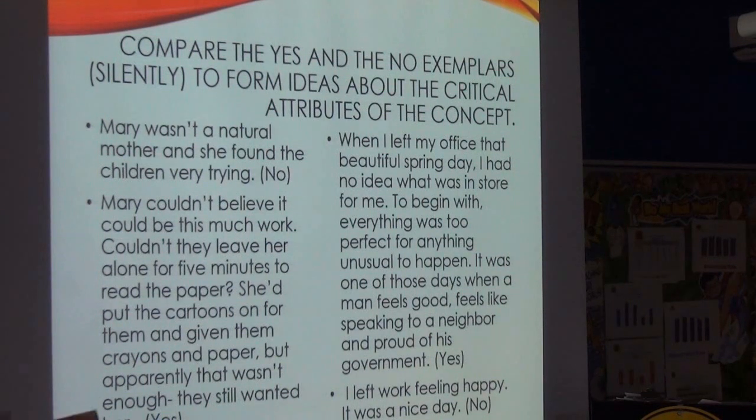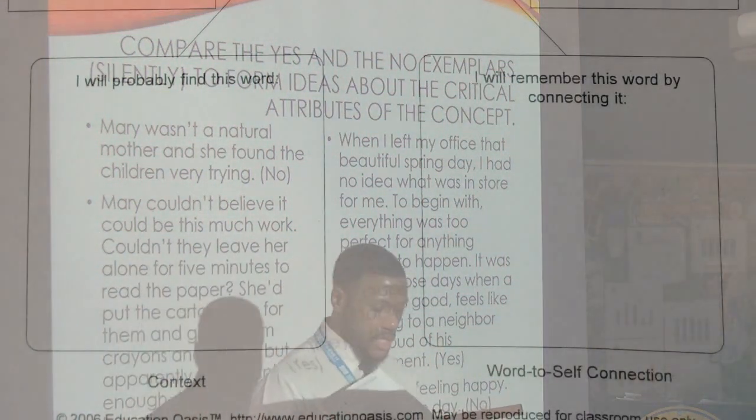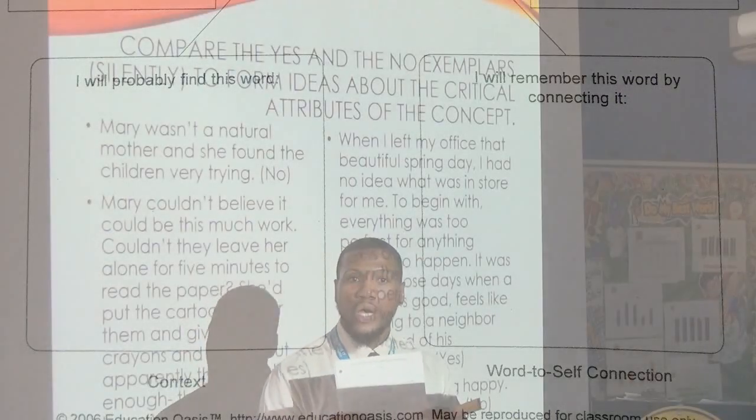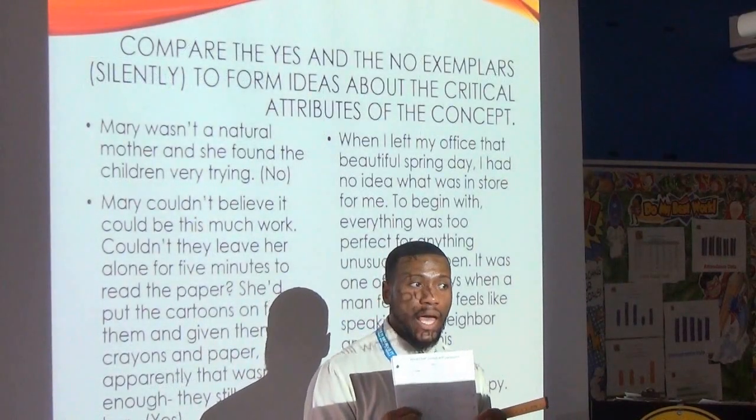I'm just going to interrupt for a second, and I'll let you finish typing in just a second. At the bottom of your paper, on the right-hand side, that bigger box at the bottom, it says plus five next to it. It says, I will remember this word by connecting it. In that box, you're going to tell me what you're seeing as being the attributes of the yeses, one sentence, and then give me one sentence in the same box about what you're seeing or connecting as being the attributes of the noes. Don't say anything out loud, because you're being tested on your thinking. So I need to know that this is only what you were thinking, and you alone.